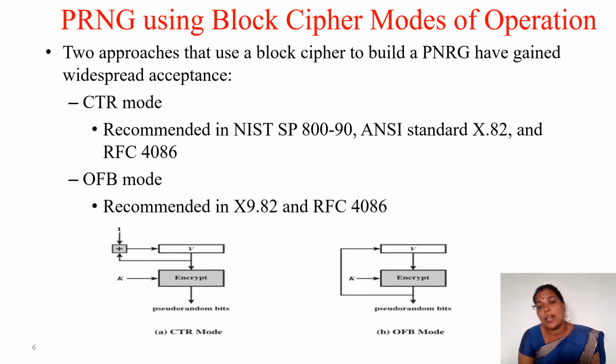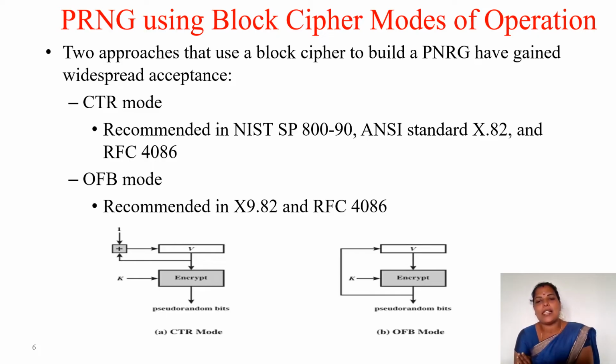In the output feedback mode, we have the initial value, that is the seed value. Then we perform the encryption. What do you mean by output feedback mode? The output of the encryption process is passed on to the next block. So in the output feedback mode, the output of the encryption process is given to the next stage, so that the next block operates in a similar way. That is output feedback mode.